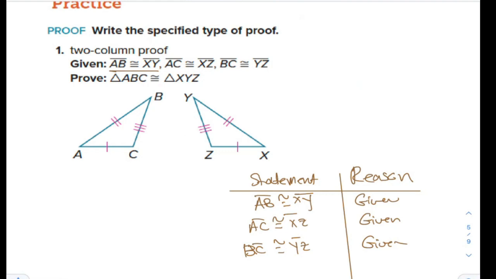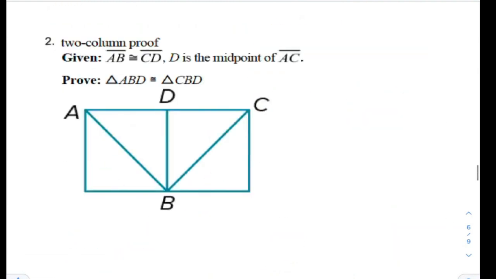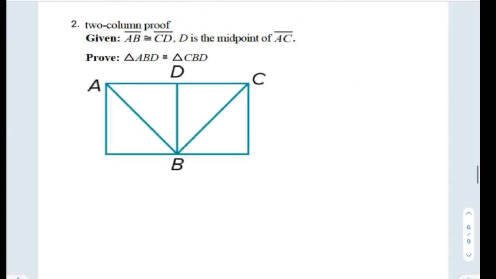So that means we were able to prove that triangle ABC is congruent to triangle XYZ by side, side, side. Done. Next, a two-column proof for this one. So again, we will write statement and reason.